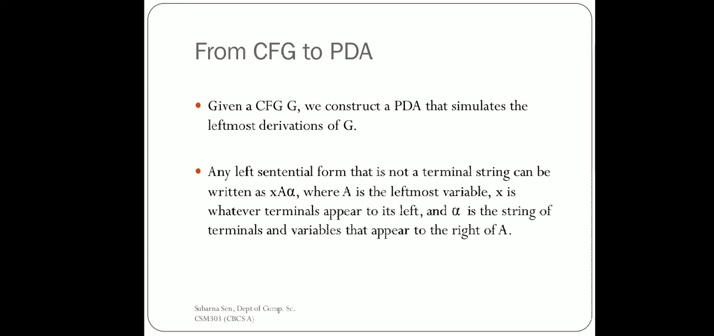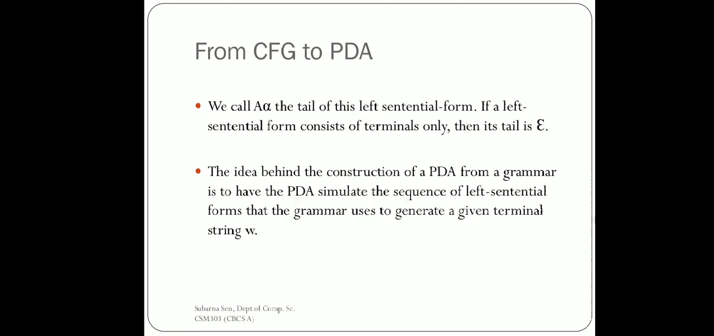So small x consists of few terminals that are already being consumed by the PDA. A is the first variable we encounter if we move from left to right, and alpha consists of the rest of the part. It can be anything: terminal, variable, or a combination of the two. Then we call this A followed by alpha the tail of this left sentential form.